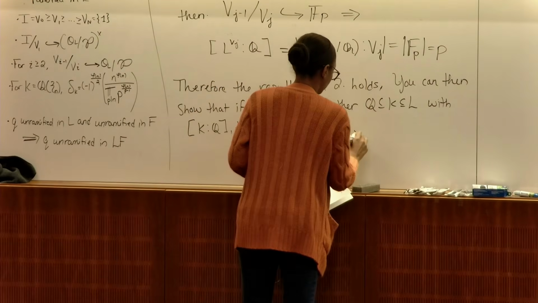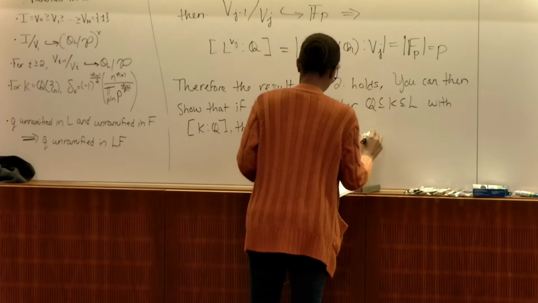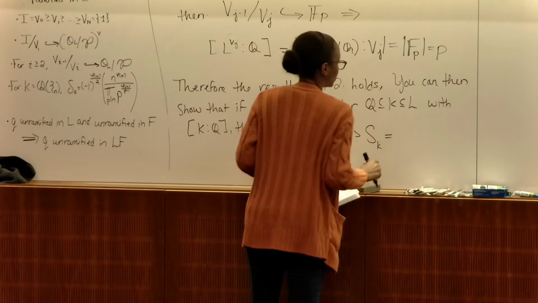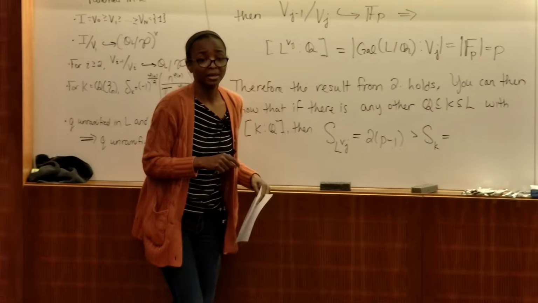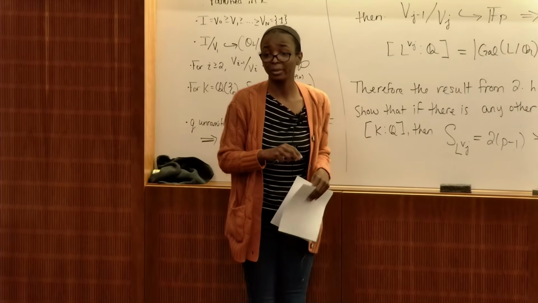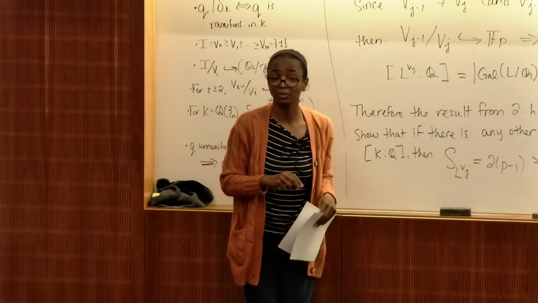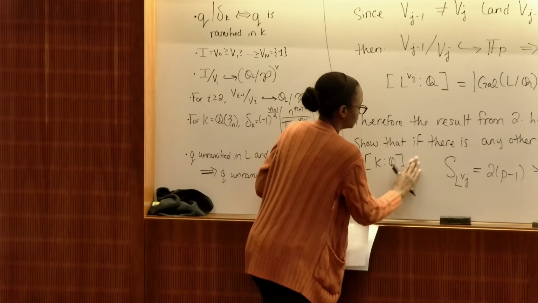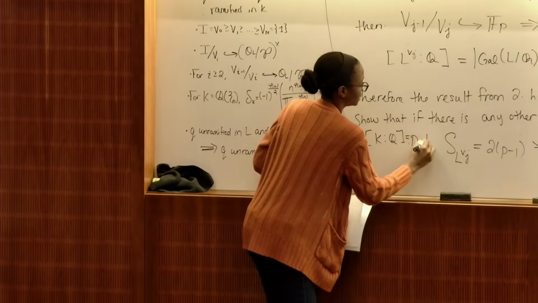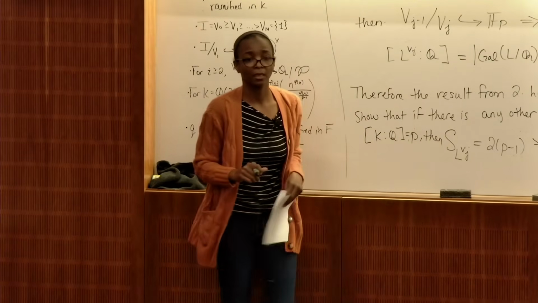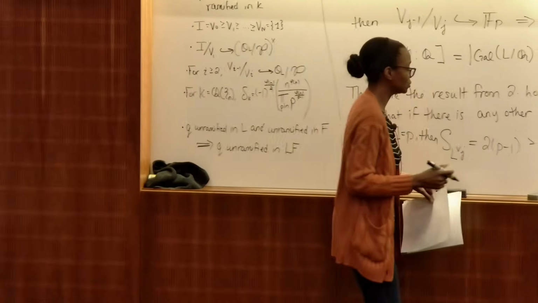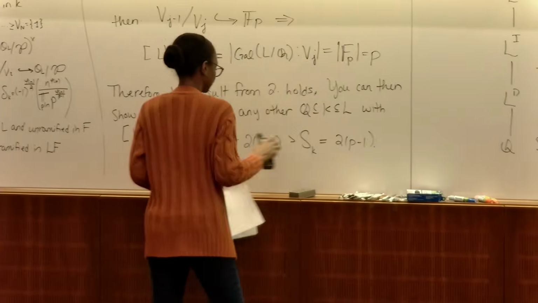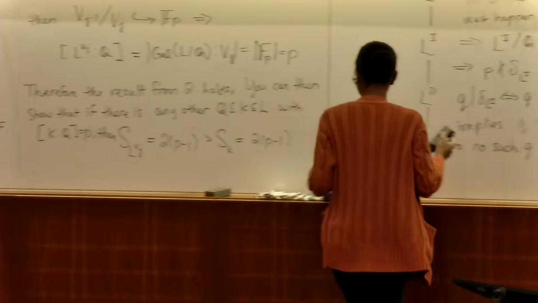You can show that this is greater than SK, but the point is that SK doesn't depend on the field, it depends on the degree of the extension of the field, and I've just given you another extension of degree P. Would be helpful if I could finish that statement. And this is a contradiction, because I'm saying that 2 times P minus 1 is greater than 2 times P minus 1. That's nonsense. Okay.